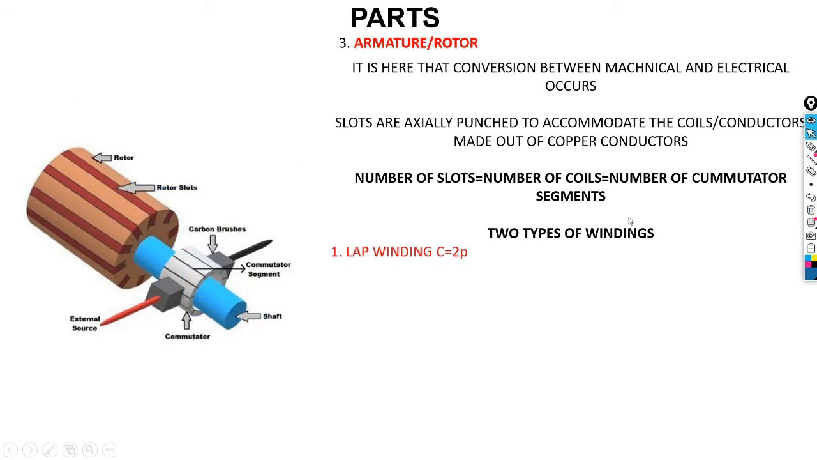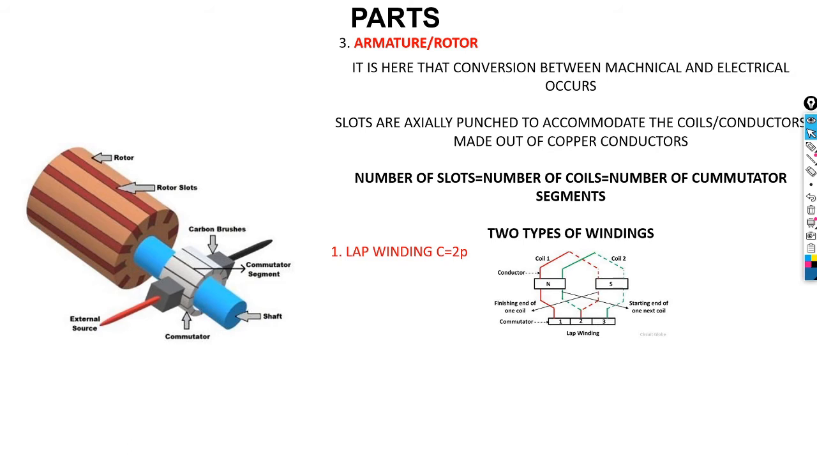And therefore you have a type of winding that can be used on these slots. You have a lap winding. Lap winding is the same as C equals 2P. So when you read the problem and they say lap winding, the value of C, the number of conductors, will be equal to 2P. P stands for the number of poles. You're going to see how to use it more when we do tutorials.